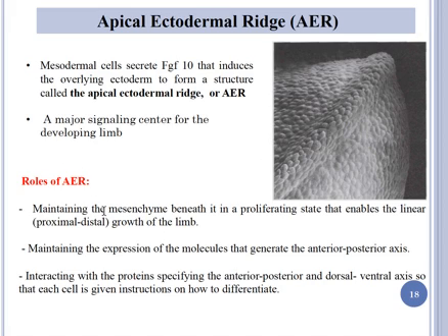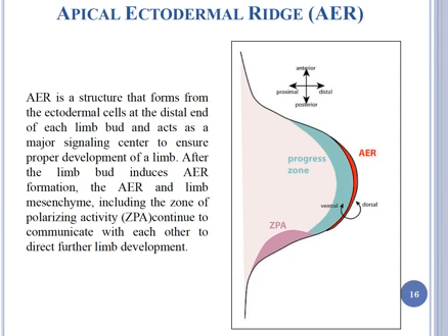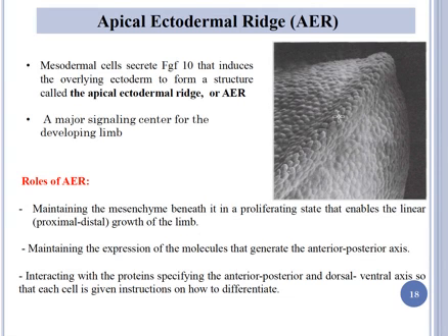So the role of the AER is to maintain the mesenchyme beneath in a proliferating state in order to keep the limb growing according to the proximal distal axis. Also, it maintains the expression of molecules that generate the anterior posterior axis, as I explained before. We have communication between FGF8 in the AER and other molecules in the ZPA, the signaling center important for the anterior posterior growth of the limbs.